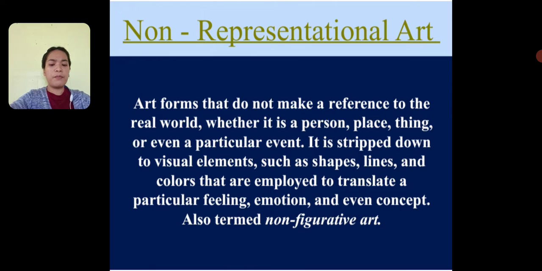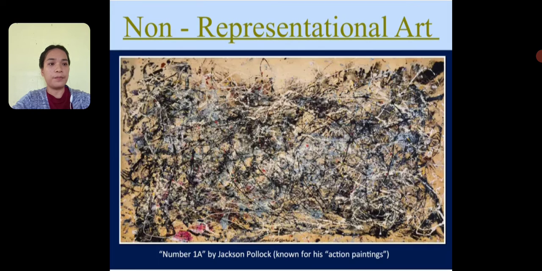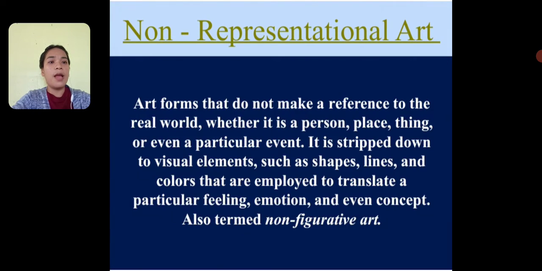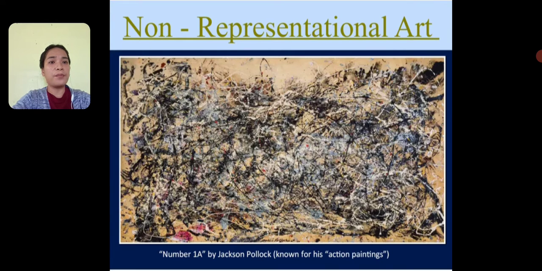Fundamentally, non-representational art is work that does not represent or depict a being, place, or thing. Now, this is an example of non-representational art: Number 1A by Jackson Pollock, known for his action painting.